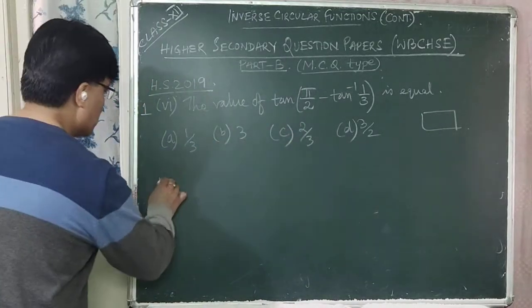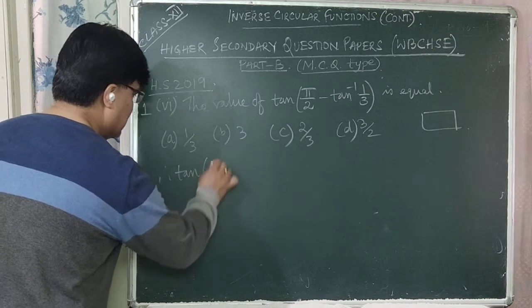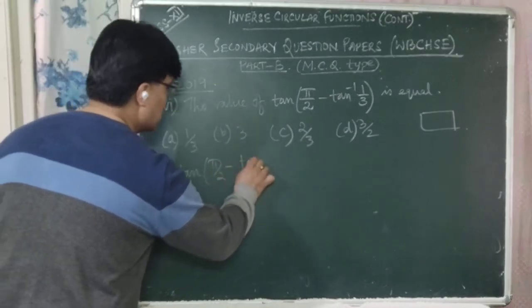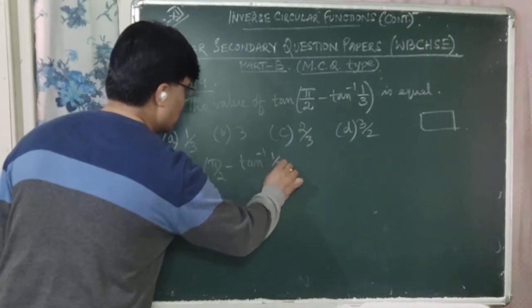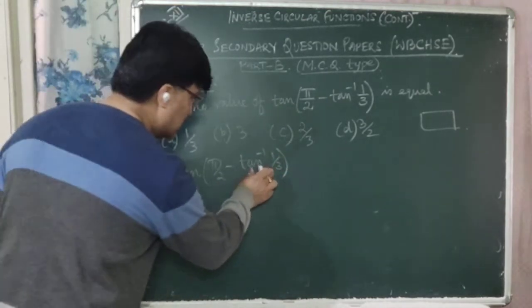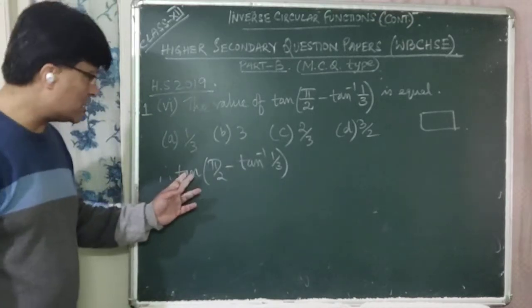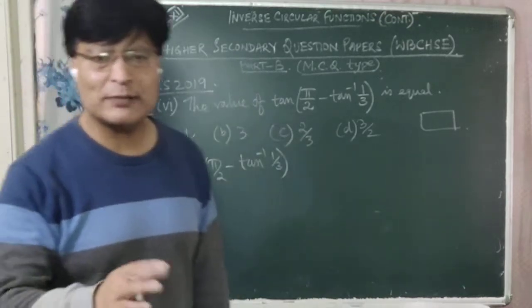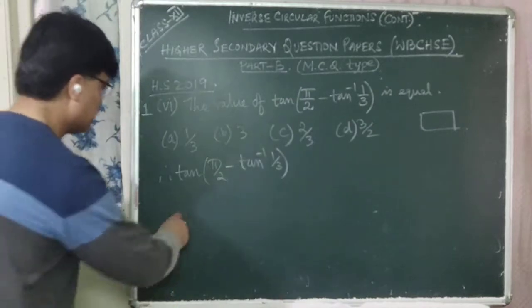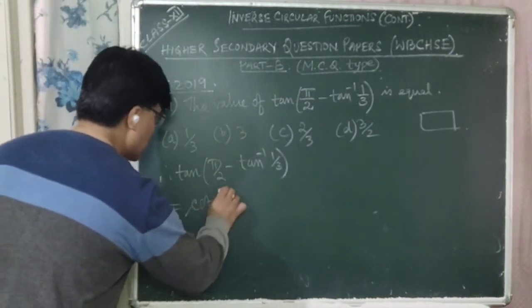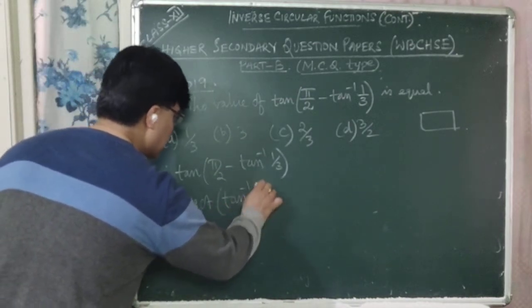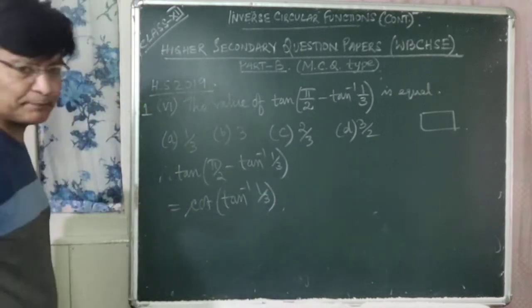Okay, so what is given here? Tan(pi by 2 minus tan inverse 1/3), right? Let us take tan inverse 1 by 3 as theta. So this is tan(90 minus theta). What is tan(90 minus theta)? You know that it is cot theta. So it is equal to cot, and what is theta here? It is tan inverse 1/3, right?